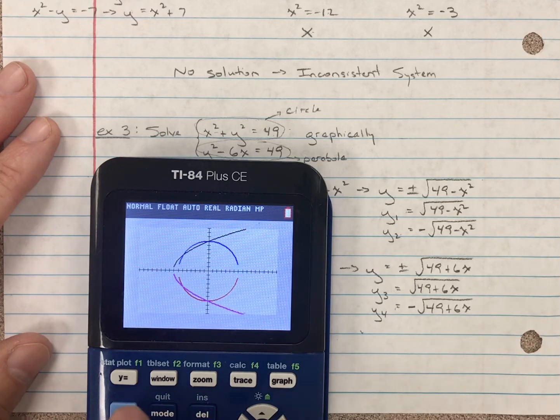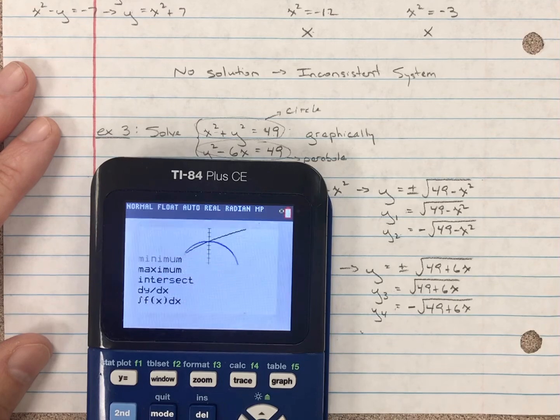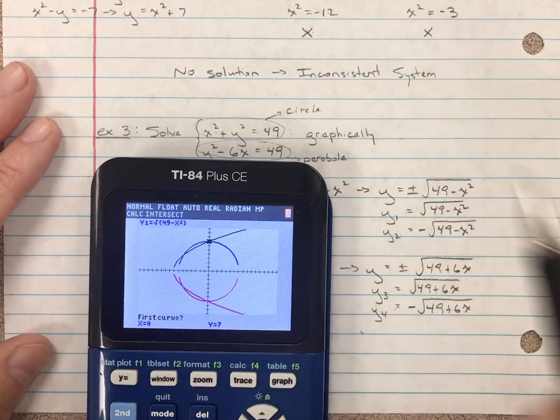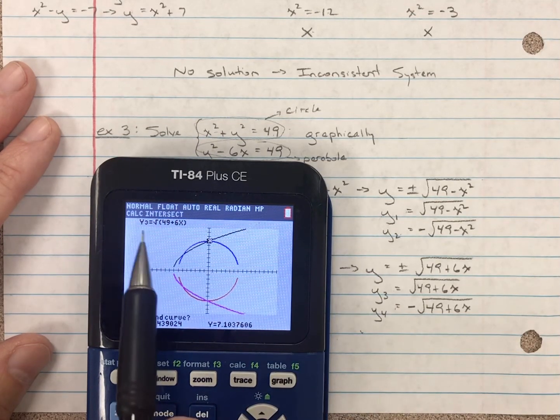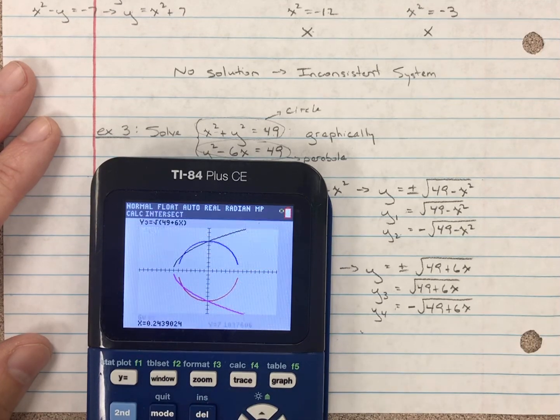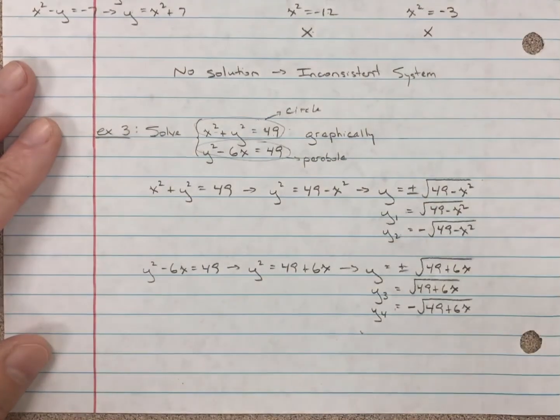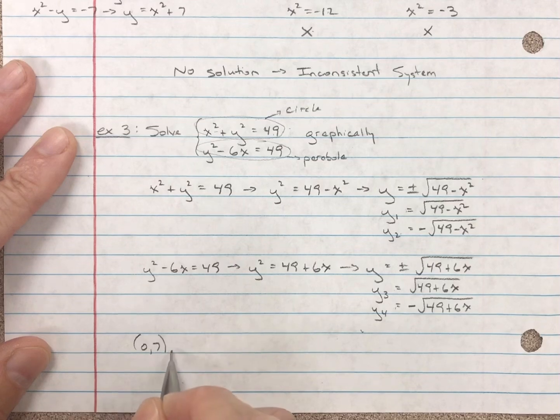So we want to do our intersect. Second, calculate intersect. Okay, so this one is blue and black. So y1 is the blue. I need to go to the black because I need to make sure I choose my second curve as the black curve. So my second curve is that one, and take a guess. And I see a 0, 7. Negative 1.1 times 10 to the negative 13th is a 0, 7. So 0, 7 is the solution.